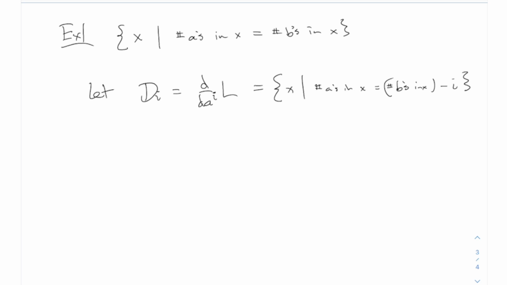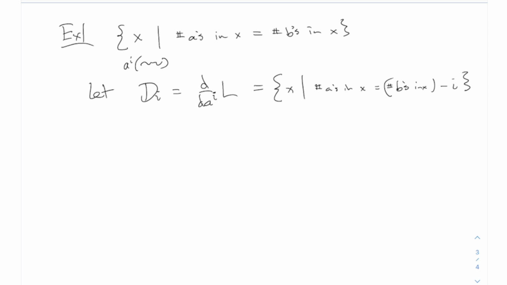There are some of these strings which look like a to the i followed by some other stuff. And then in taking this derivative, we are canceling off the a to the i part, and here I'm trying to describe what's left over. If it used to be the same number of a's and b's, I've just taken away i of them, so now there are fewer a's than b's, to the tune of i: the number of a's is i fewer than the number of b's.